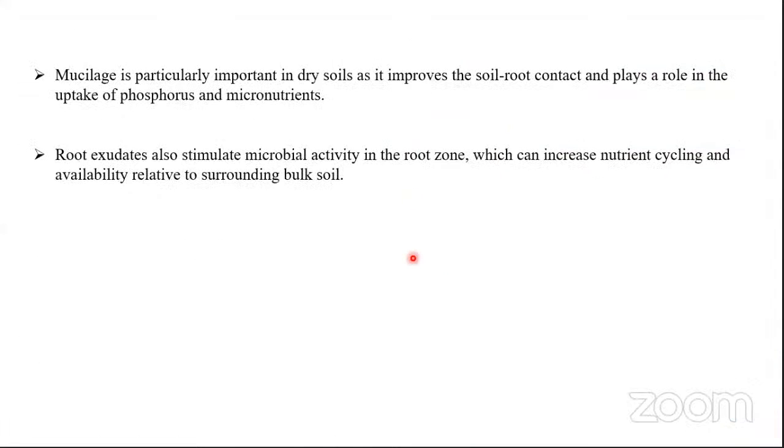And mucilage particles, as I explained, play an important role in the uptake of phosphorus and micronutrients. Also there is some stimulant activity from the exudation, the secretions of the roots. You can get microbial activity in the root zone, which increases nutrient cycling and availability in the surrounding bulk of the soil. So naturally, students, some mucilage, some gelatinous substance is released by the roots. It attracts or improves the microbial activity, and those microbes take care of extending the surface area by their hyphal growth. This is the major importance of root interception.